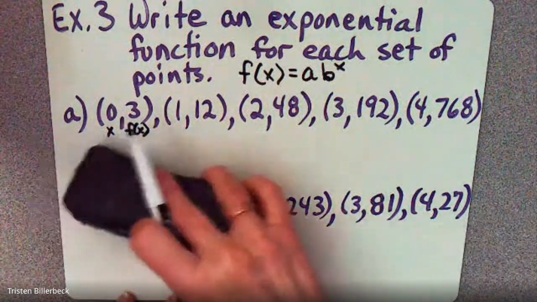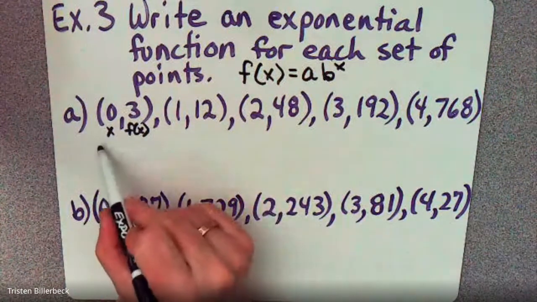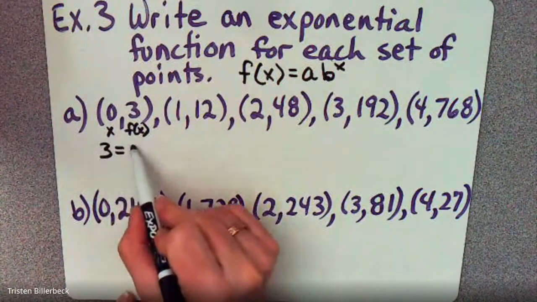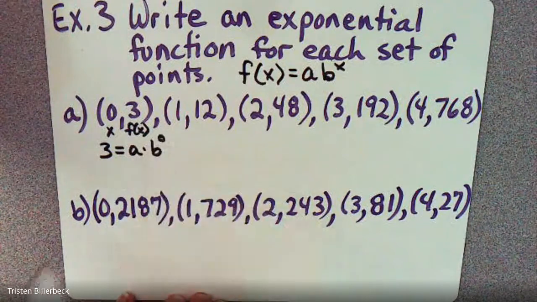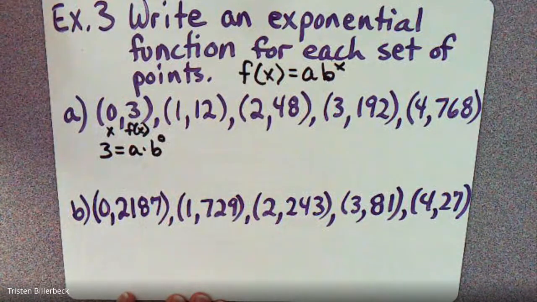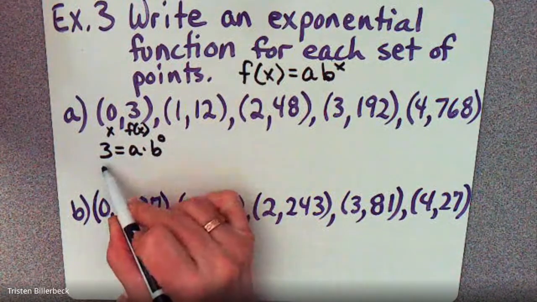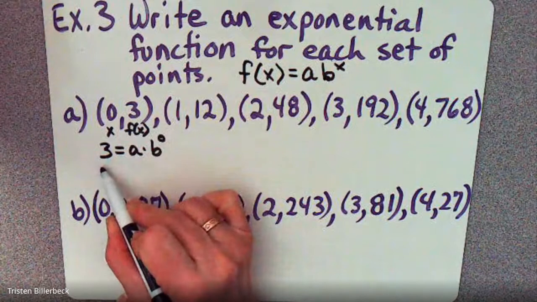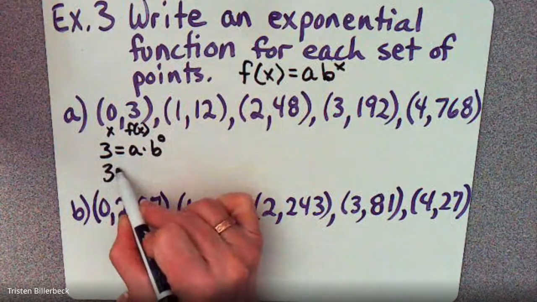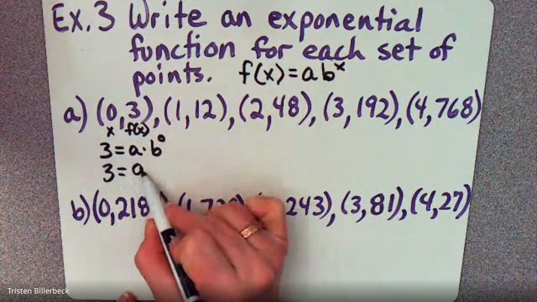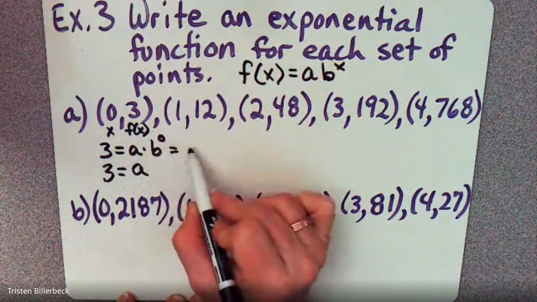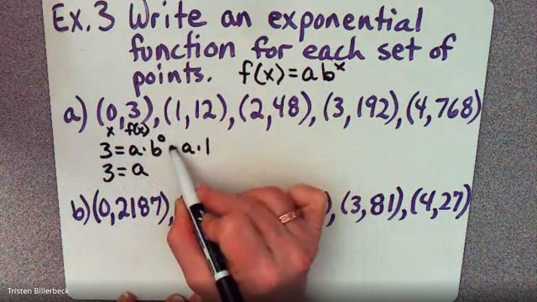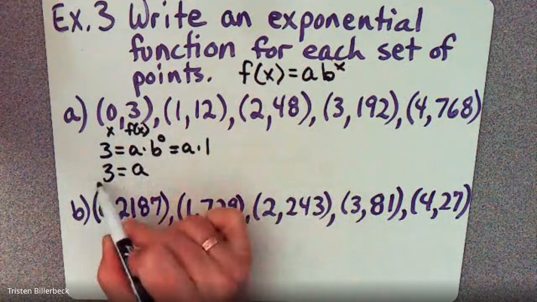So first we're going to have 3. Let me write it up here. We have 3 equals a times b to the 0. Oh, wait a minute. What's b to the 0? It doesn't matter what b is, does it? Unless b is 0, but it's not. So we're going to say that this is 3 equals a, because b to the 0 equals 1. So this is just a times 1. So now we have a.